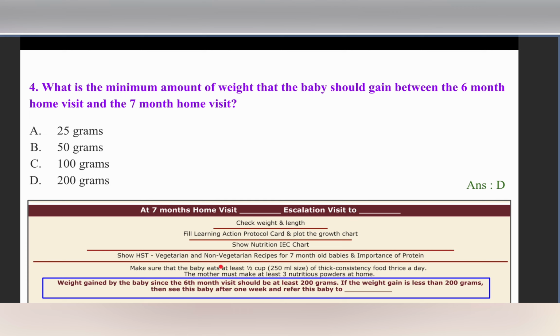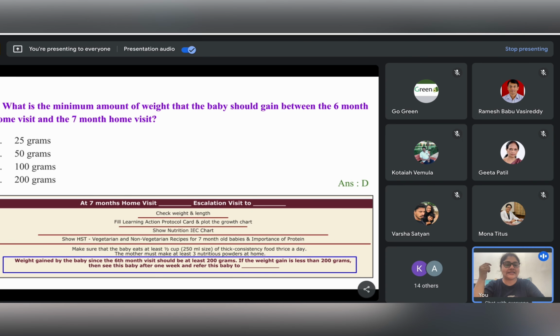So depending on the age of the child, the amount, the consistency and the frequency of the food change significantly, and this needs to be taken into account. We just saw that at 8 months of age, the mother must make at least 4 nutritious powders, and at 7 months, at least 3 nutritious powders. And from the 6-month visit till the 7-month visit, there should be a weight gain of at least 200 grams. Okay, so as you have very correctly said, the answer is option D, 200 grams.